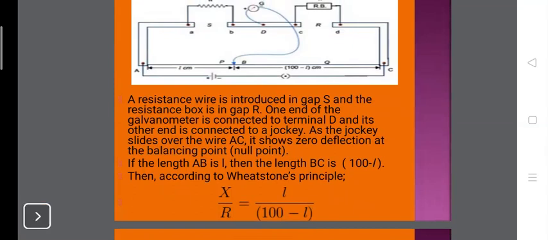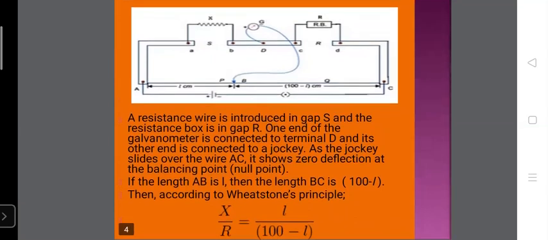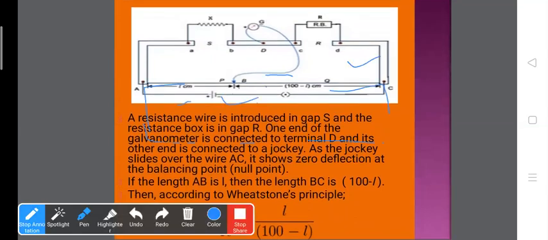A resistance wire. Let us first insert the plug key and close the circuit. So insert plug key K and take out some resistance from the resistance box. Now the jockey is slid over the wire AC. Slide the jockey over the wire AC till the galvanometer shows no deflection, that is, null deflection is obtained.